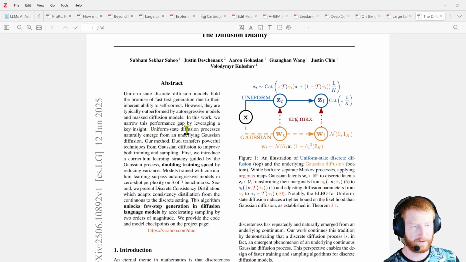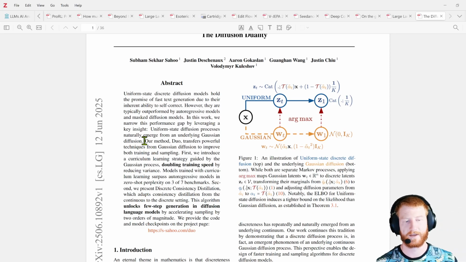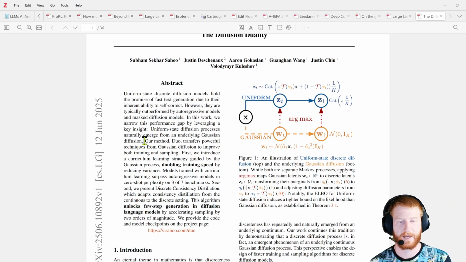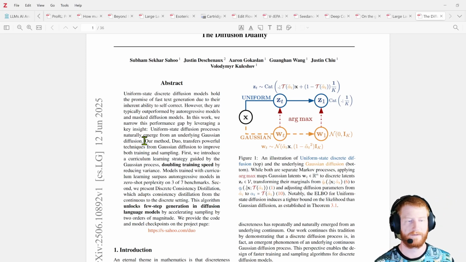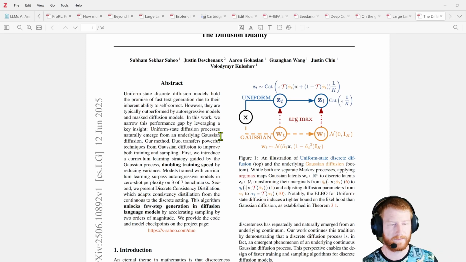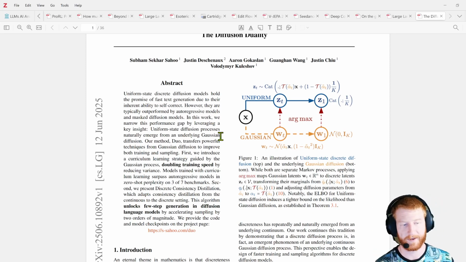These uniform state diffusion processes naturally emerge from an underlying Gaussian diffusion, right? So there's this continuous process underlying these discrete transitions, and they are going to come up with ways to transfer techniques from the continuous Gaussian diffusion world into this application of uniform state diffusion processes, and be able to kind of translate between these two worlds effectively and take a bunch of tricks that have been figured out for continuous diffusion to apply them here.